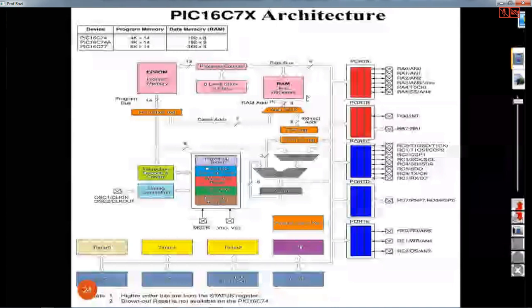So this is the architecture, but it is a little bit different. You have the ALU and the W register here within a box. We will see the operation of this in detail. These are the features of the 16C7XX. The highest bits are from the status registers, and you can check it out. These are the additional features of the PIC 16.